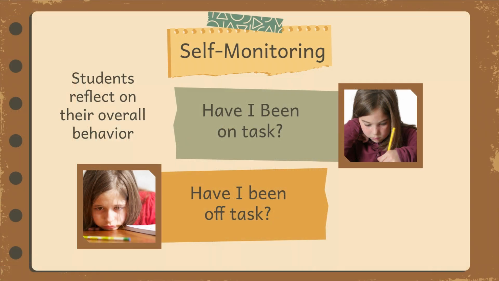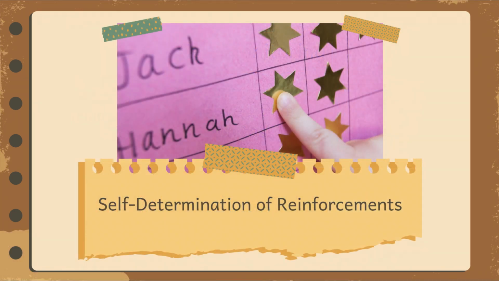Self-monitoring. Self-monitoring is similar to self-assessment, but rather than focusing on meeting a specific target behavior, students reflect on their overall behavior. Self-determination of reinforcement. With this strategy, students decide what their reinforcement is based on their performance. This ties into self-administration of reinforcements, where students administer their own reinforcement. Usually, this looks like students deciding from a list of reinforcements when they have met a goal behavior, then physically obtaining the reinforcement themselves.